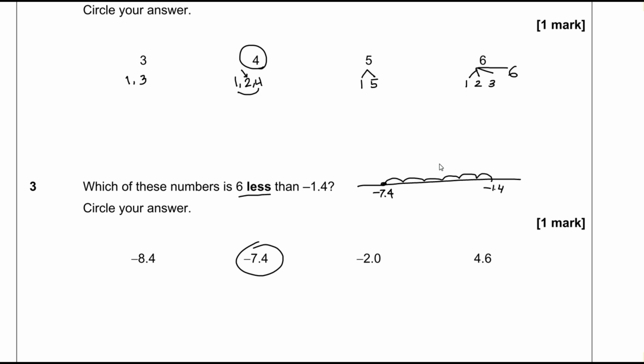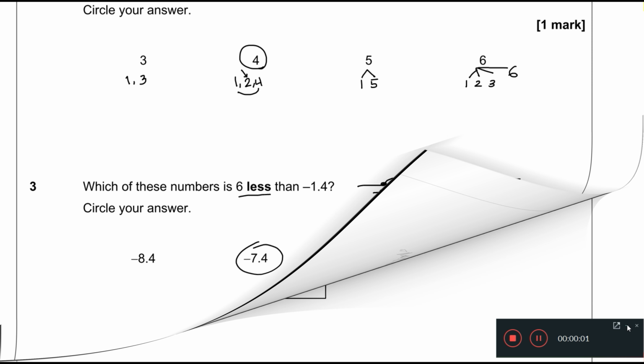But there's another way. I think it's a much easier way. It's just to say minus 1.4 take away 6. Take away means you are counting backward, isn't it? So this will be just minus 7.4. I think that must be the easiest way. Anyway, choose your method, which one is suitable for you, and good luck with that.